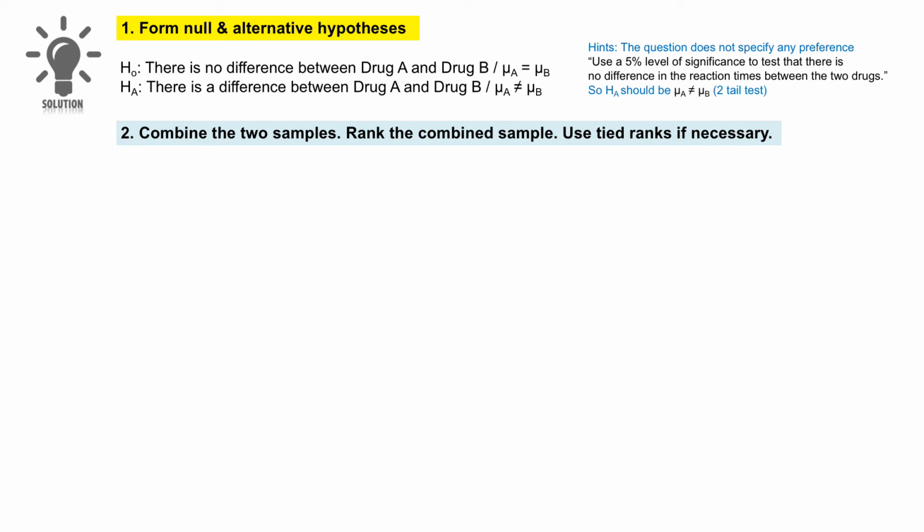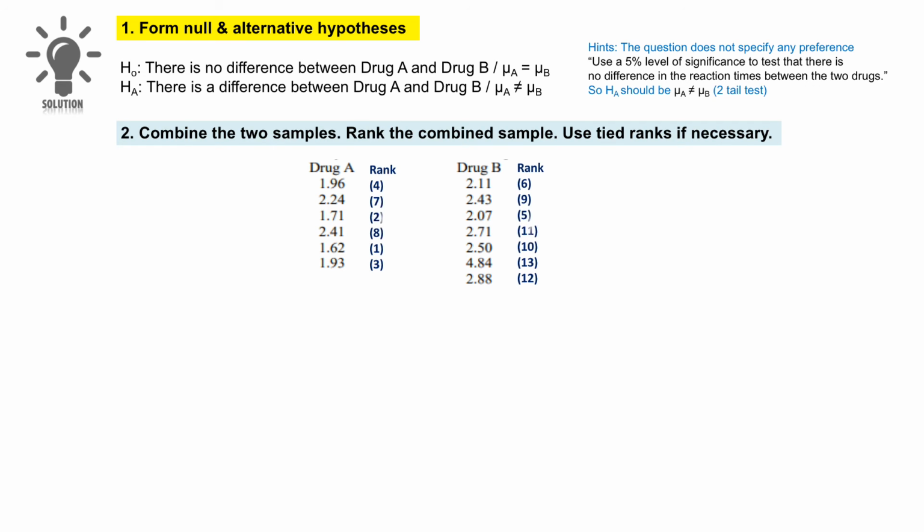The second step says that we have to combine the two samples and we have to rank the combined samples from the lowest to the highest. These are the original data given to us, and these are the ranks that we have to assign to all of the data.